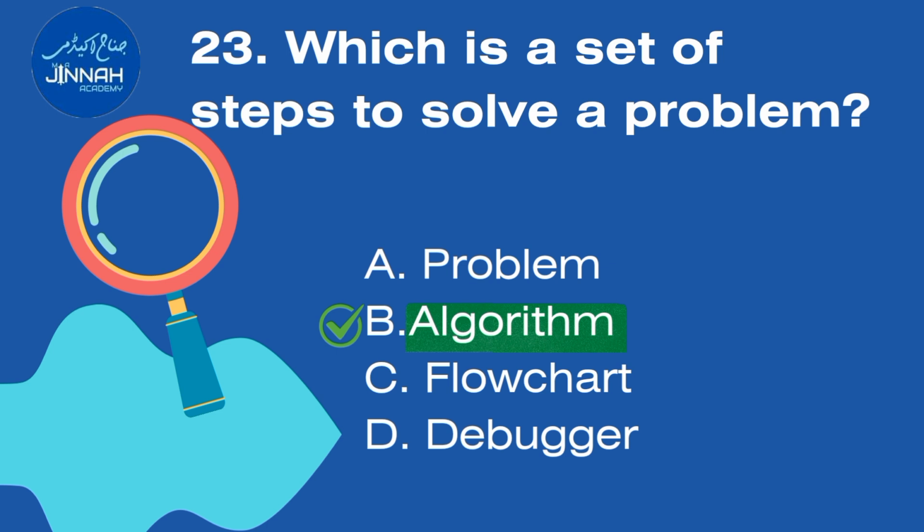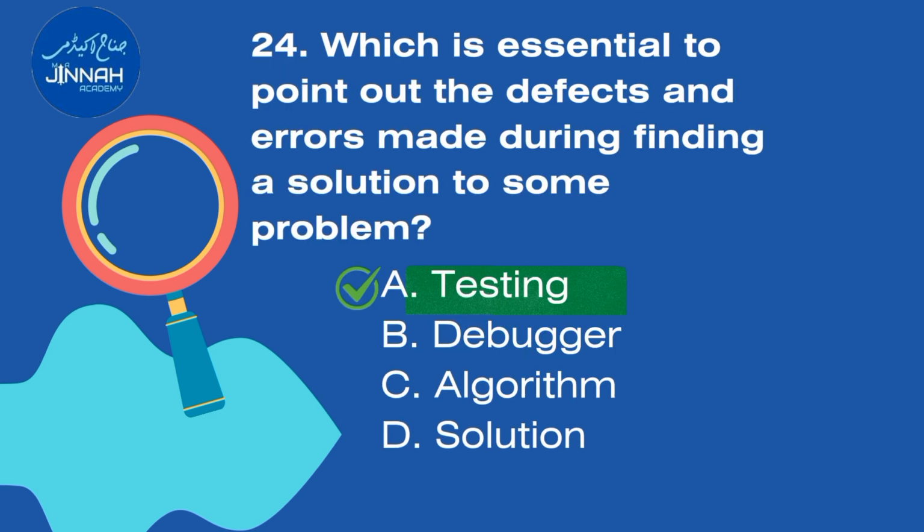23. Which is a set of steps to solve a problem? Option B, algorithm. 24. Which is essential to point out the defects and errors made during finding a solution to same problem? Option A, testing.